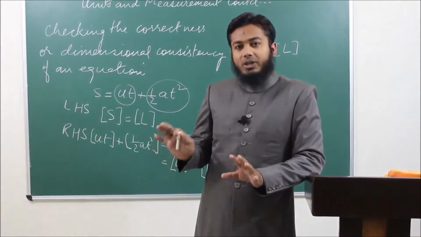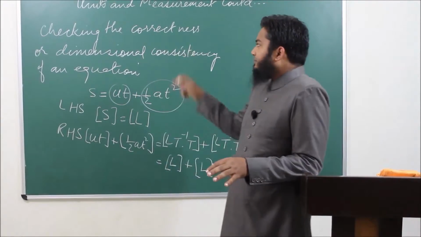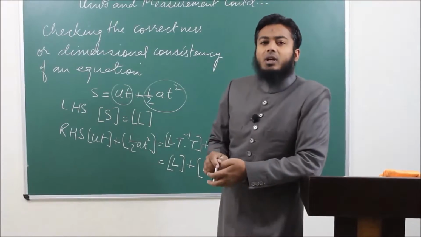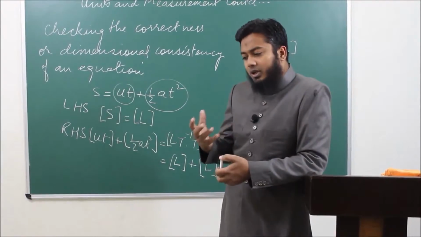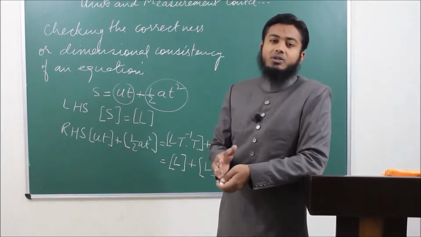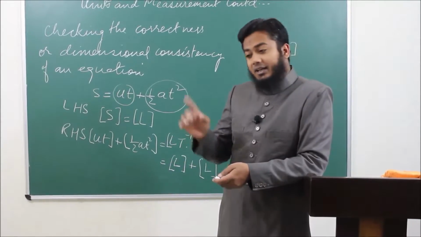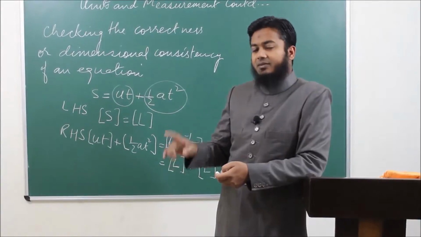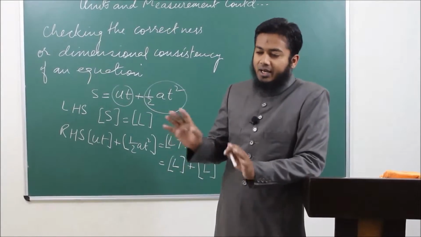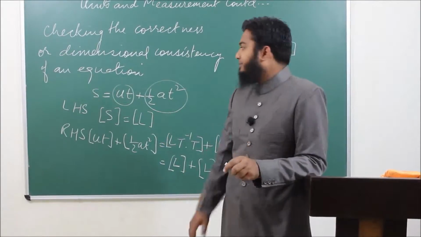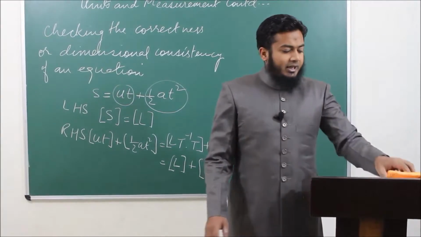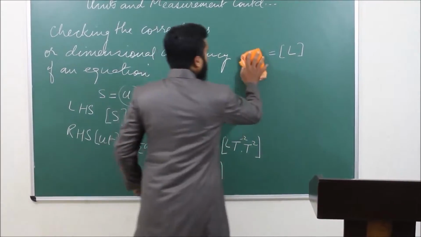This is actually incorrect. So checking the correctness allows us to just check the dimensional consistency, and if a formula is dimensionally inconsistent, it is going to be actually incorrect. We can take one more example, a simple one.